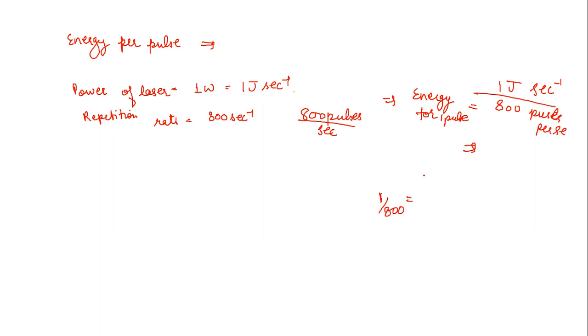So it will come to be 1.25 into 10 to the power minus 3. And what will be the unit? Joule per pulse. So for a single pulse, what is the energy it has? That is 1.25 into 10 to the power minus 3 joule per pulse.